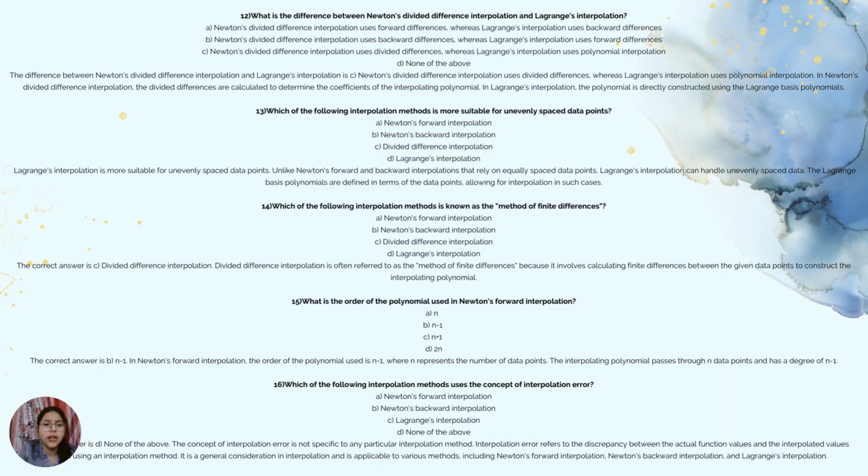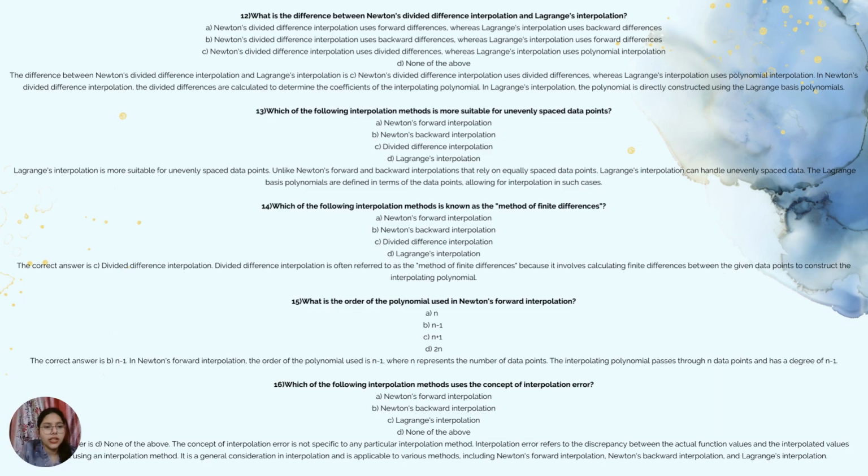Question number 13. Which of the following interpolation methods is more suitable for unevenly spaced data points? Option A, Newton's forward interpolation. Option B, Newton's backward interpolation. C, divided difference interpolation. And D, Lagrange's interpolation.